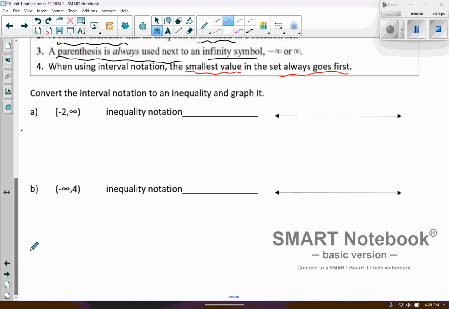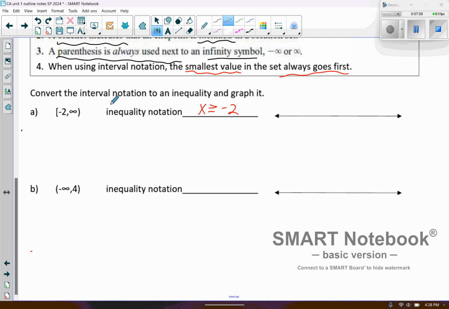Okay, so starting right here, it says convert the interval notation to the inequality and graph it. So we're going to kind of go in reverse. So now they're giving us the interval notation and they want us to come up with the inequality notation. Well, let's see. This set of numbers is numbers from -2 to infinity. So those are all numbers that are larger than or equal to -2. So my values, we'll call it x. X is greater than or equal to -2.